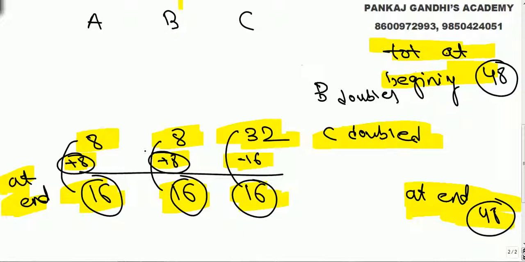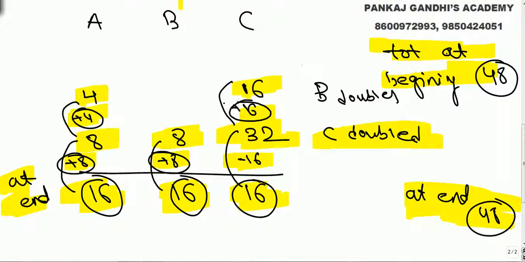Now, after B doubled it's 8, so before B doubled it was 4, B gave 4 to A, it became 8. After doubling is 32, so before doubling it was 16, B gave 16 to C, B gave 4 to A, 16 to C, after giving 20 he is left out with 8, so before doubling it was 28. I repeat, last step we know what is left out, 8, 8, 32.